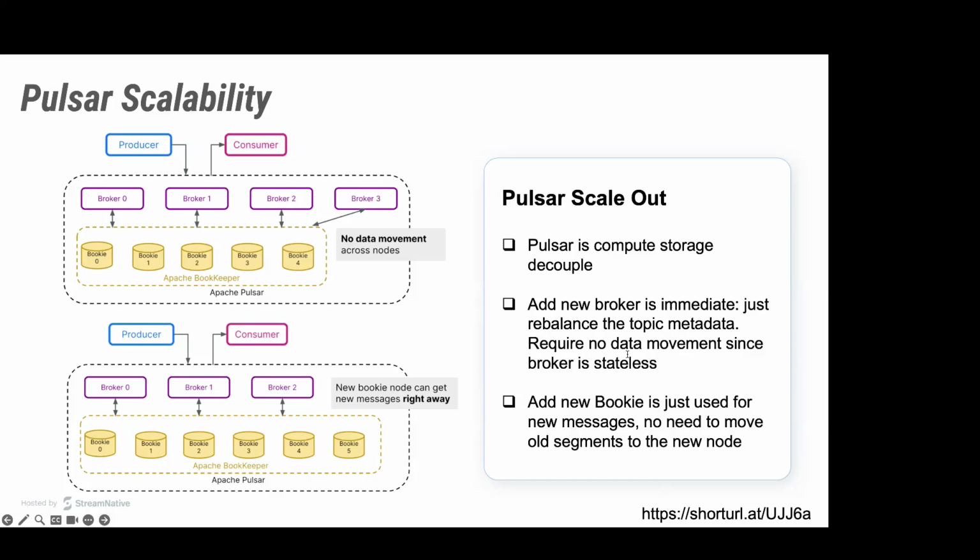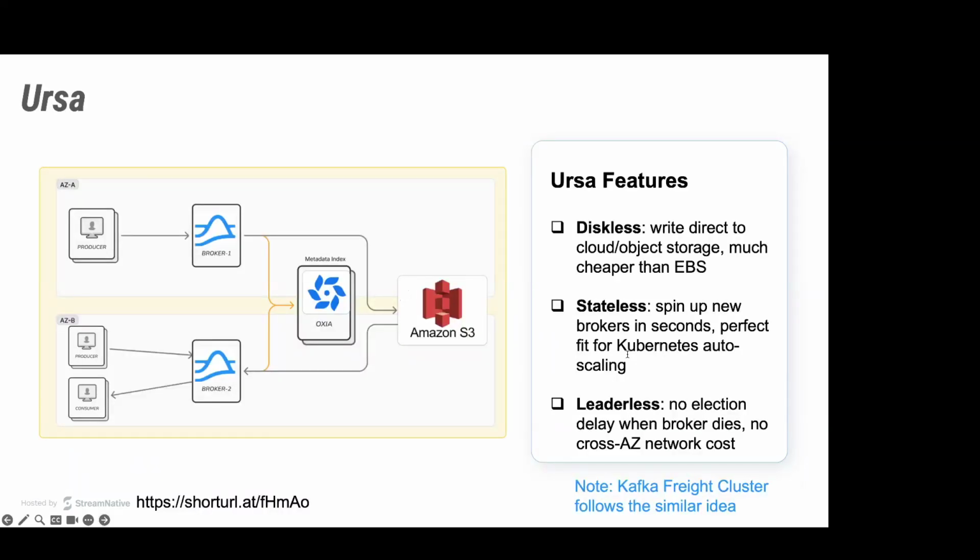So all in all, Pulsar is much more cloud-friendly, much cheaper, and easier to scale than Kafka. But Pulsar still generates cross-AZ traffic. Now let's take this further with Ursa. Ursa is a new streaming platform created by StreamNative.